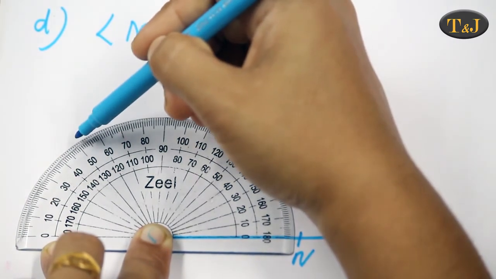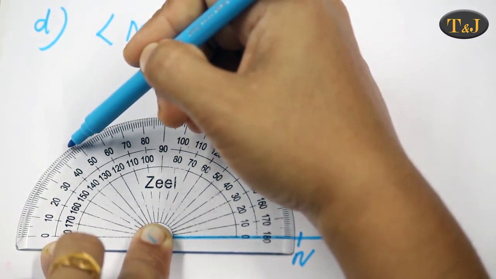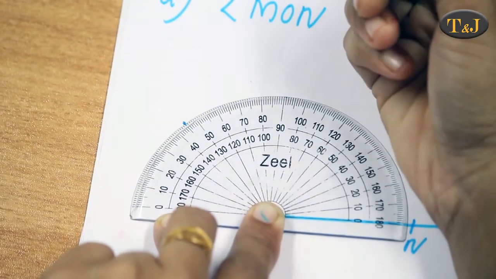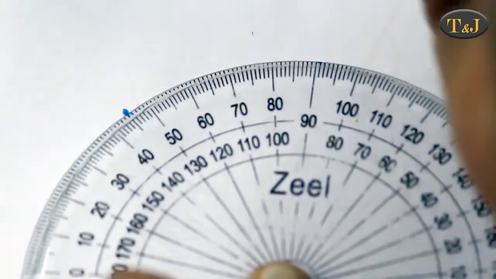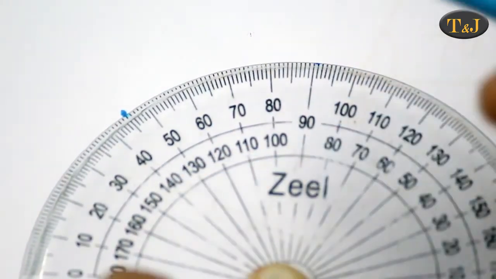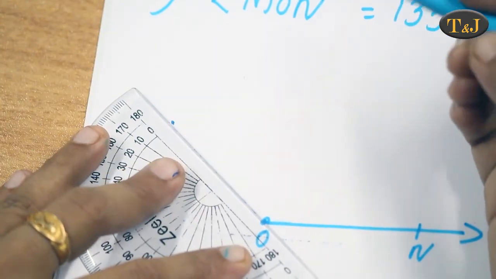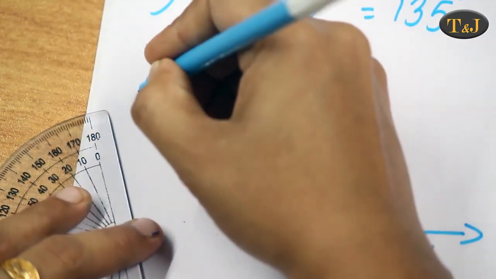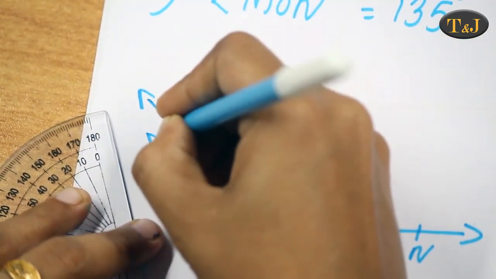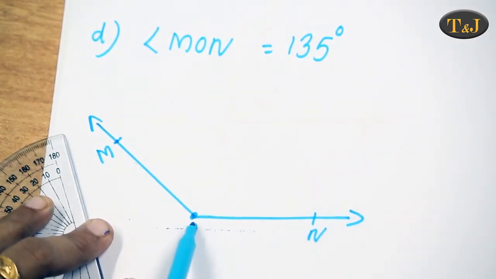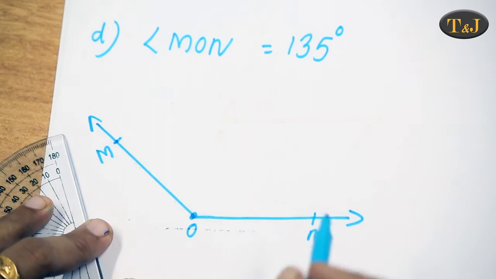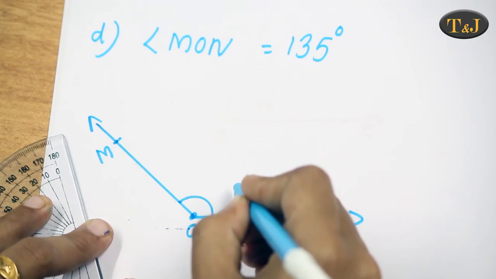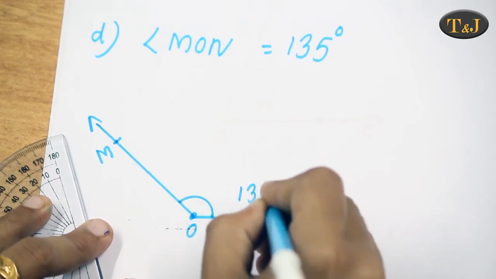So after 130: 31, 32, 33, 34, then 35. This is the 135. So we just point there, as 135 lies between 130 and 140, and join these two rays and mark it as the ray MO. This is the first ray ON and this is the second ray OM. These two rays meet at a common point O, that is our angle MON equal to 135 degrees.